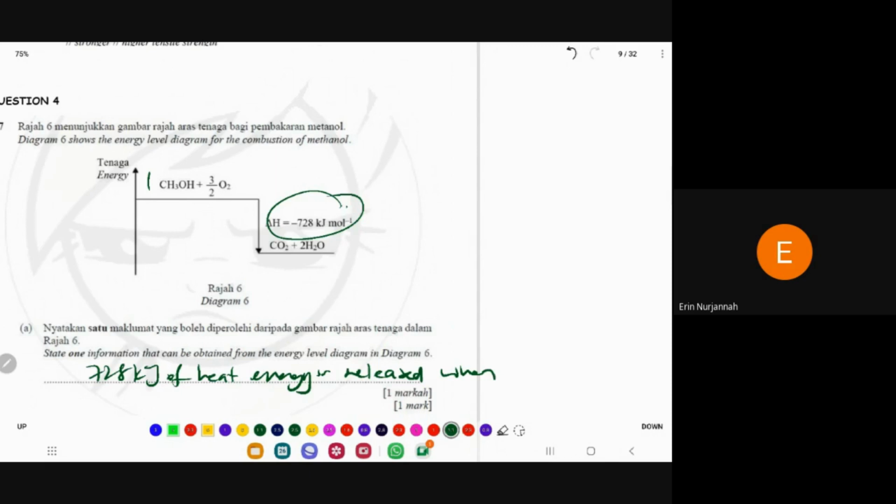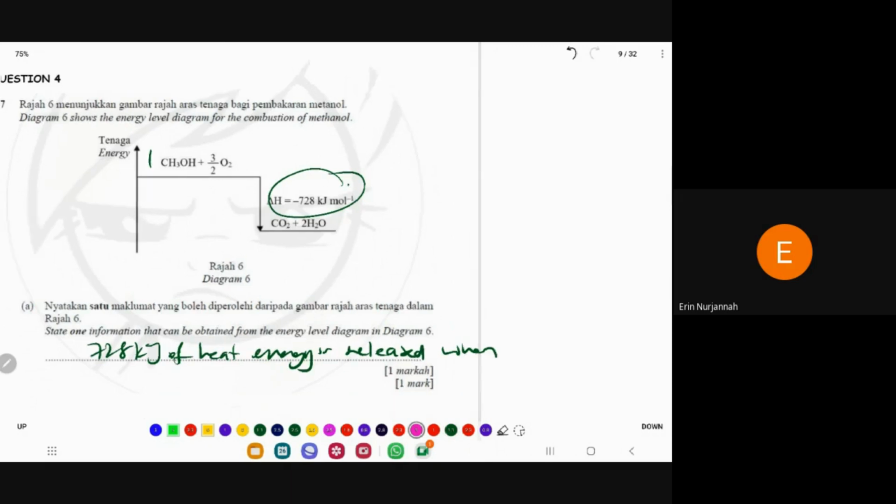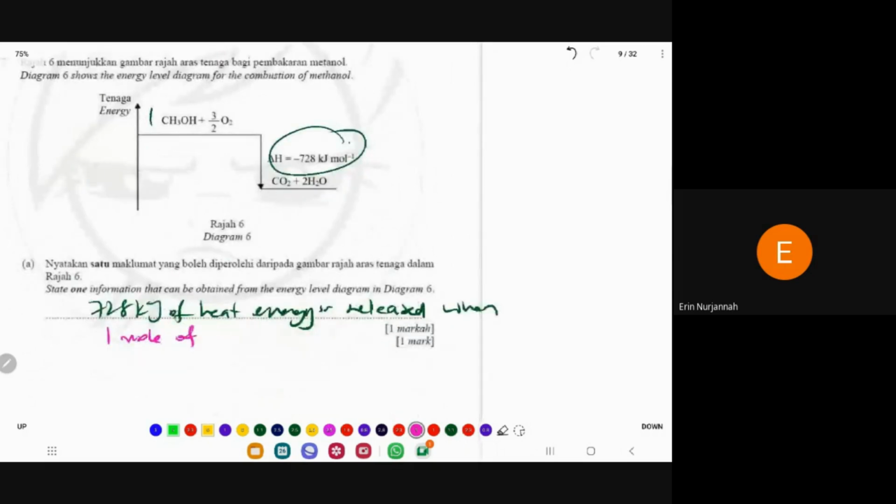Heat of combustion. What about heat of neutralization? 1 mole of water is formed when 1 mole of hydrogen ions reacts with 1 mole of hydroxide ions, okay? This is why I know how to answer questions, because this one they're asking for a definition. Okay, 728 kilojoule of heat energy is released when 1 mole of what is this? Methanol, right? If you're scared, just put a bracket, methanol, is burned. It's completely burned in excess.